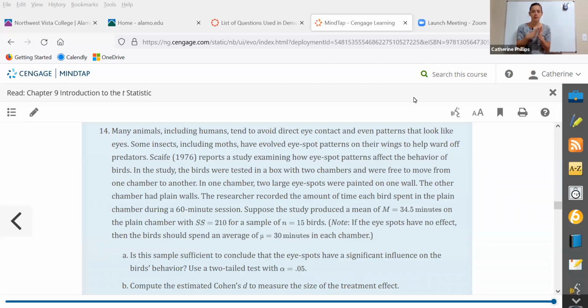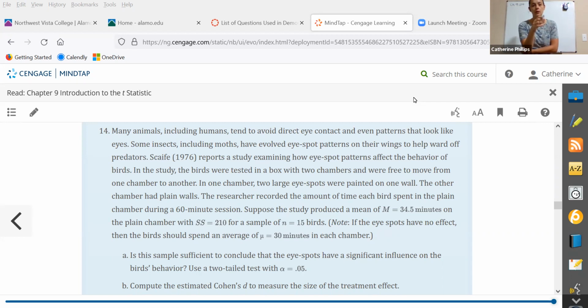This is chapter 9, question 14. So chapter 9, question 14 from the Gravetter and Wallnau textbook. So this is a single samples t-test.